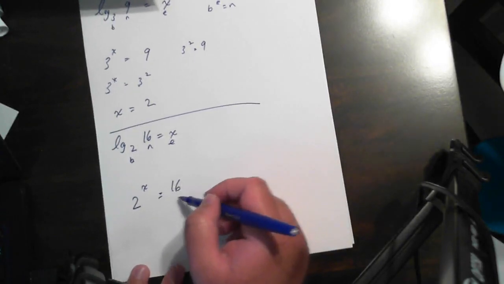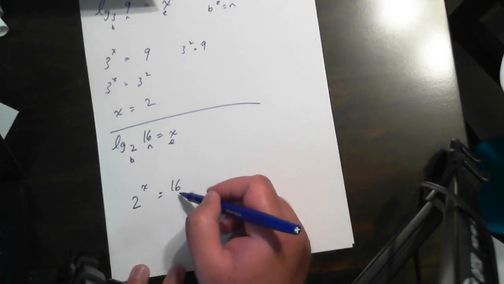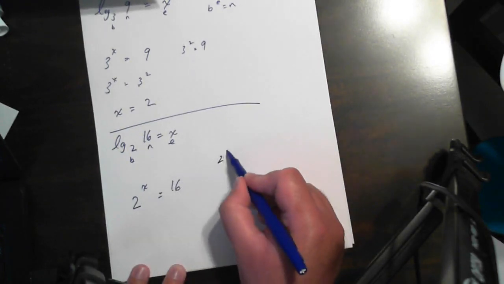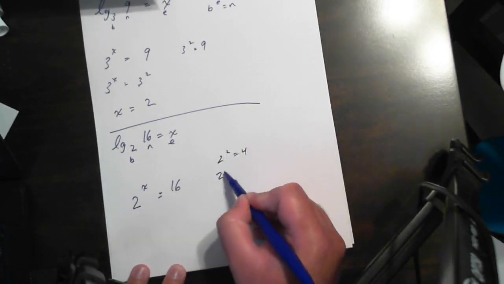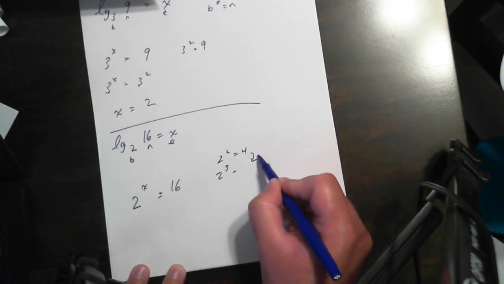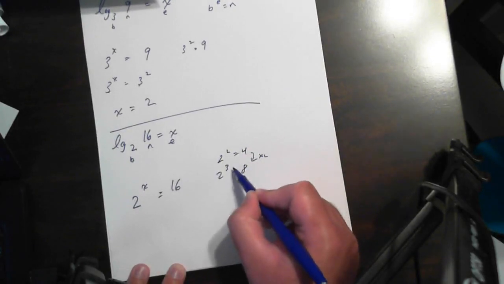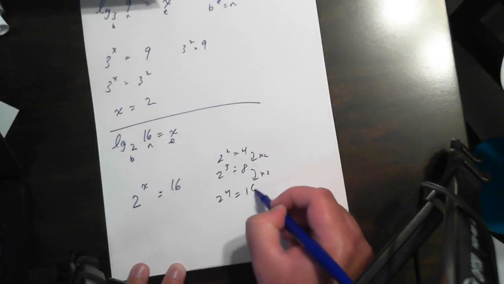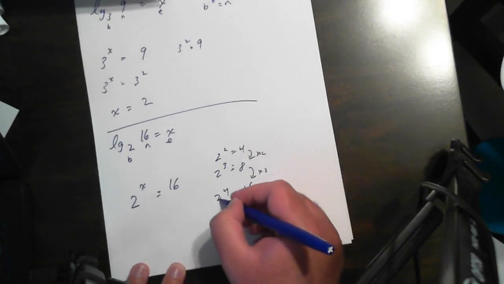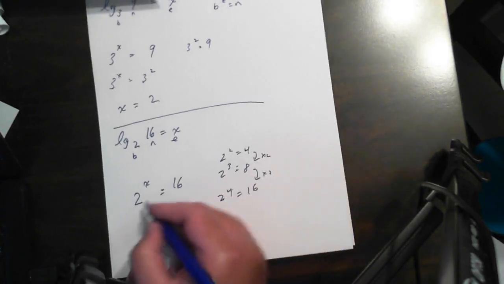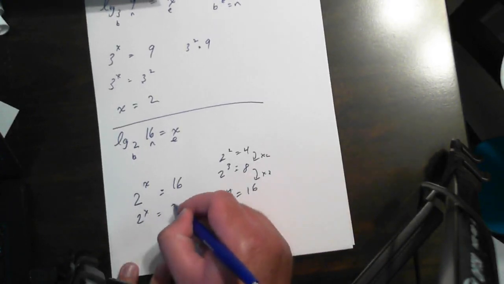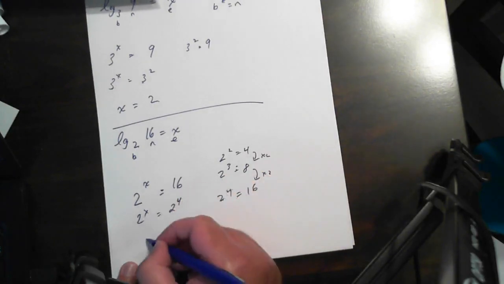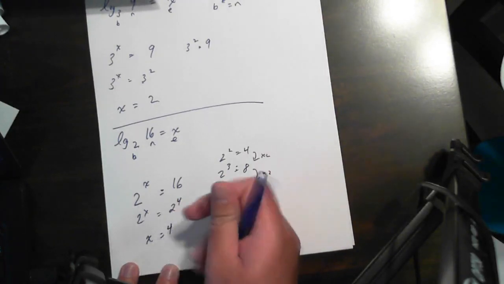I need to try to write exponentials with the same base. 16, well, I need to try to write it with a base 2 at this point. So I know that 2 squared is equal to 4. 2 cubed, multiply 4 by 2, gives me 8. 2 to the 4, keep multiplying by 2, would give me 16, right? So I can see that 2 exponent 4 is equal to 16. With that in mind, I can rewrite this as 2 to the 4. Since my bases are the same, I can say that x must be equal to 4.